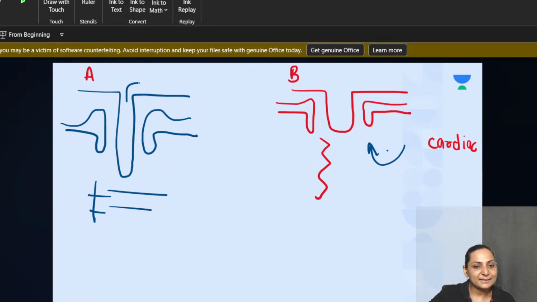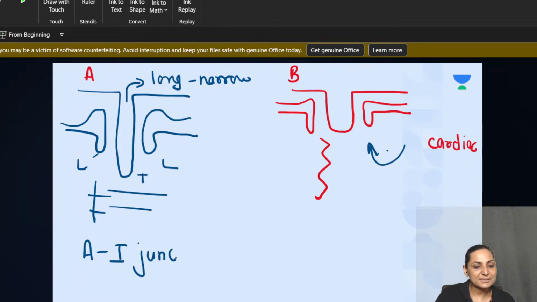In the case of the skeletal muscles, I told you that we are not depending upon the ECF for calcium. We only want the action potential to spread. So these T tubules are long and narrow, and the triad, that is the L tubule, T tubule and L tubule, is going to coincide with the AI junction. In the skeletal muscles, it coincides with the AI junctions.